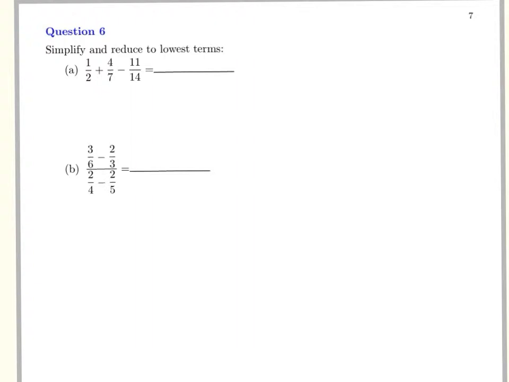For question 6, part A, we need a common denominator, which is going to be 14. So 1/2 is 7 over 14, and 4/7 is 8 over 14, and then minus 11 over 14. So now they all have the same denominator, so we can combine the numerators. So 7 plus 8 minus 11 over 14, which would be 4 over 14, and that reduces to 2 over 7.